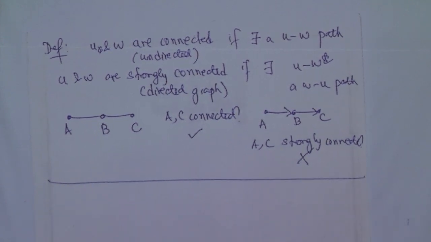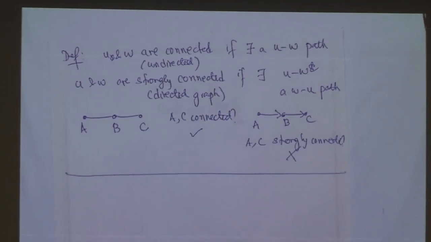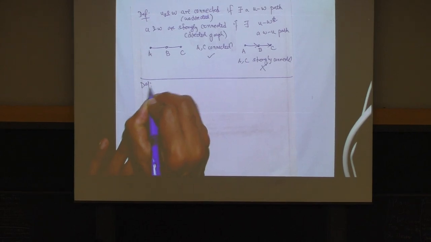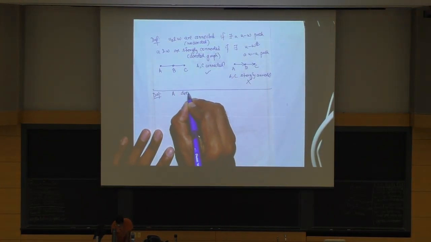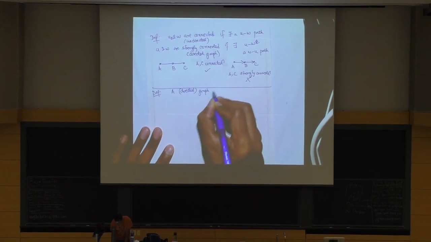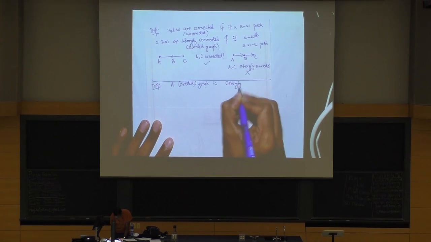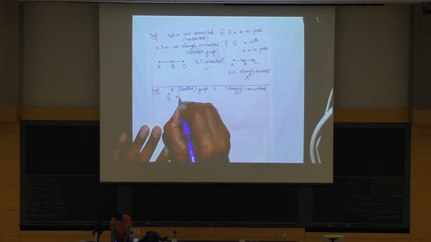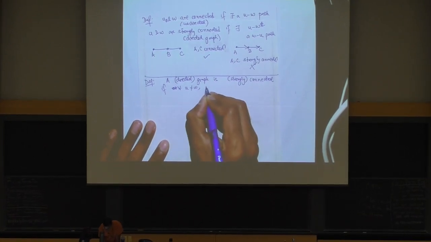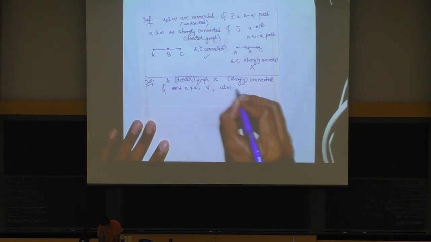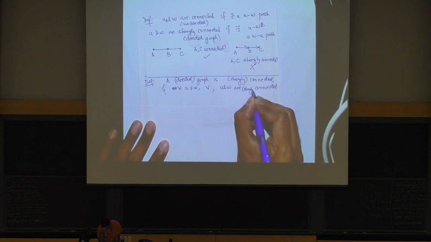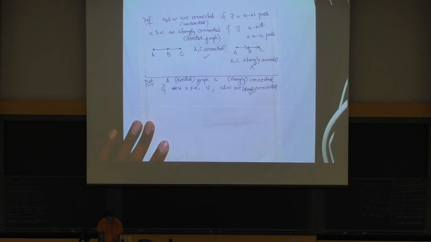All right, once we have talked about whether two vertices are connected or strongly connected, we can talk about whether a graph as a whole is connected or strongly connected. So we'll say a graph or a directed graph is connected or strongly connected if for every distinct vertices U and W, they are either connected if it's an undirected graph, or strongly connected if it's a directed graph.